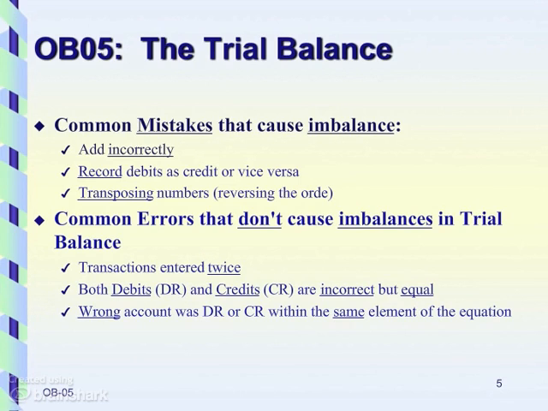So for instance, perhaps you debited prepaid insurance when you should have debited supplies. That would cause the account balances for each of those accounts to be incorrect, but it would not cause the trial balance amount to be incorrect. And those are the common mistakes.